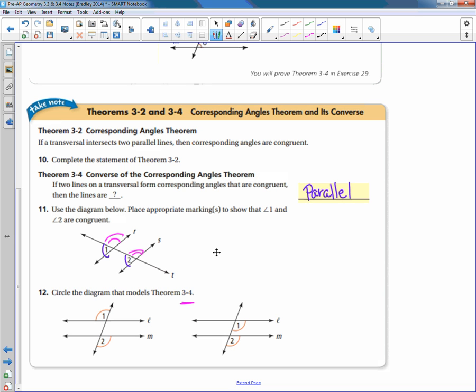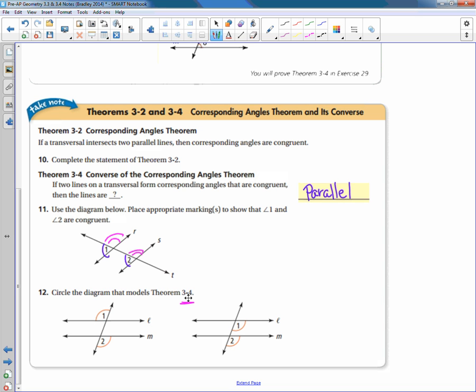At the bottom here in 12, we want to circle the diagram that models 3-4. Now here's a good time for me to explain to you that 3-4 is pretty much irrelevant. Because if we were in a different textbook and this section was in chapter 4, it would be 4-4. So I don't want you to waste any time at all memorizing numbers. I want you to know the concept. I will never ask you if it's 3-4 or 3-2 or anything that has to do with the numbers.